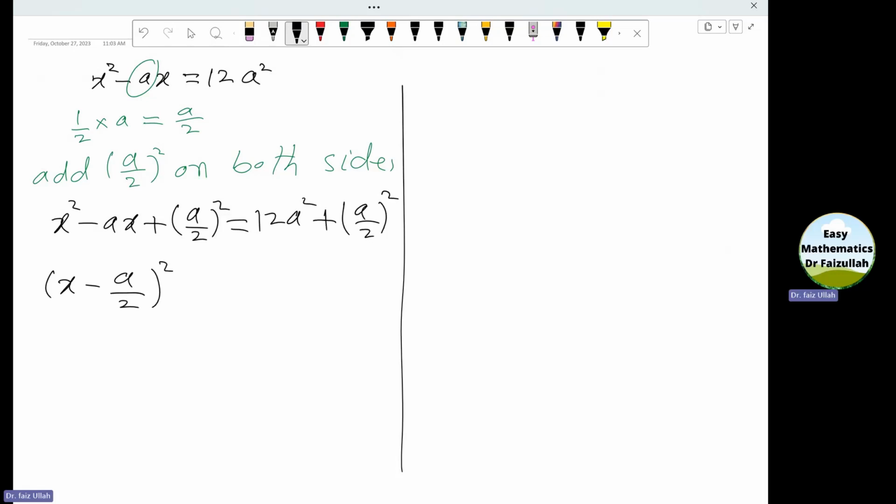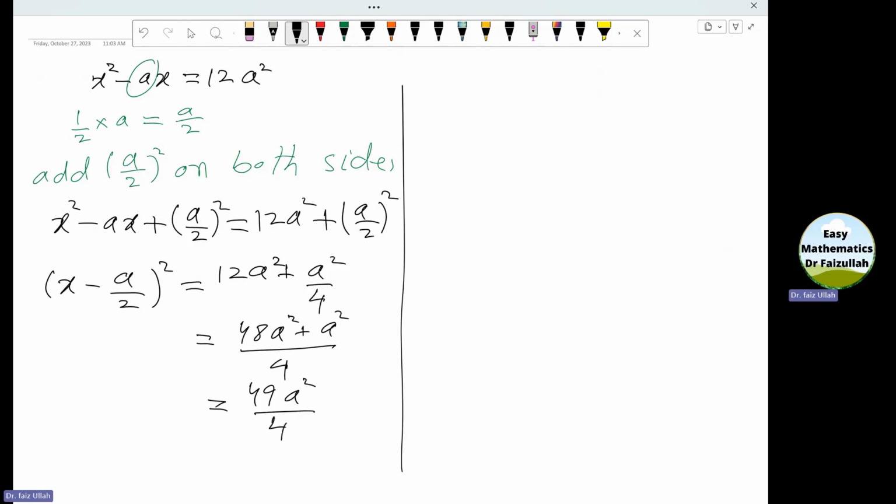The left hand side is equal to x minus a divided by 2 whole square. If we expand it by a minus b whole square formula, we can get the above equation. And from the right hand side, when we simplify, we have 12a square plus a square divided by 4. Let us take the LCM of right hand side. So we have 48a square, sorry, plus a square. And if we further simplify this, we have 49a square divided by 4.